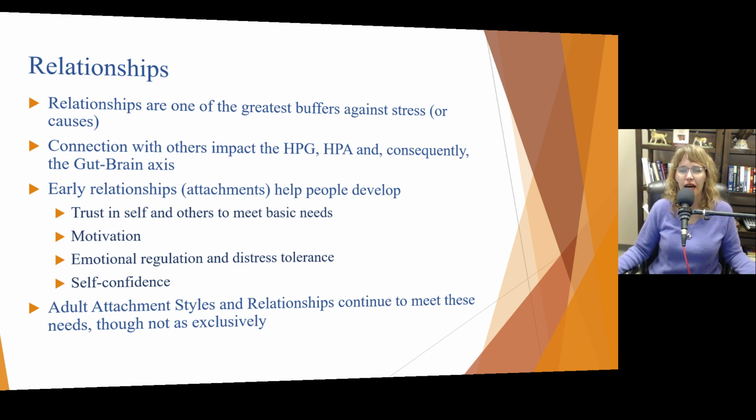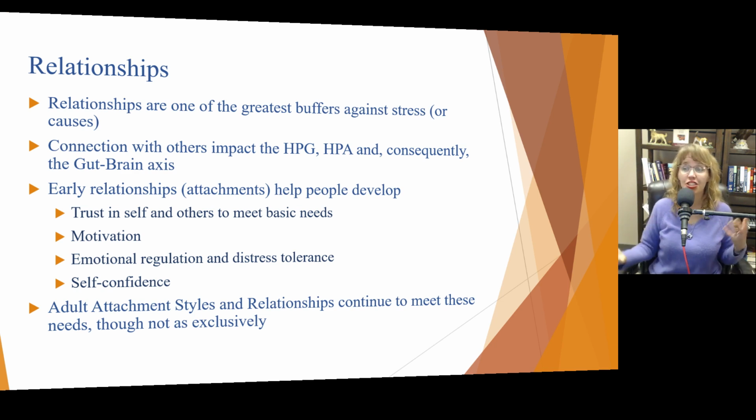Our relationships, connection with others, impacts our HPG, our hypothalamic pituitary gonadal axis, because when we are in connection with others, when we are feeling connected, oxytocin goes up. And it also impacts our estrogen and testosterone levels and progesterone levels. Connection with others impacts our HPA axis because we're not meant to be living in isolation. We are a communal type of organism. So being around others can help us feel calmer and more supported and safer in the right environment.